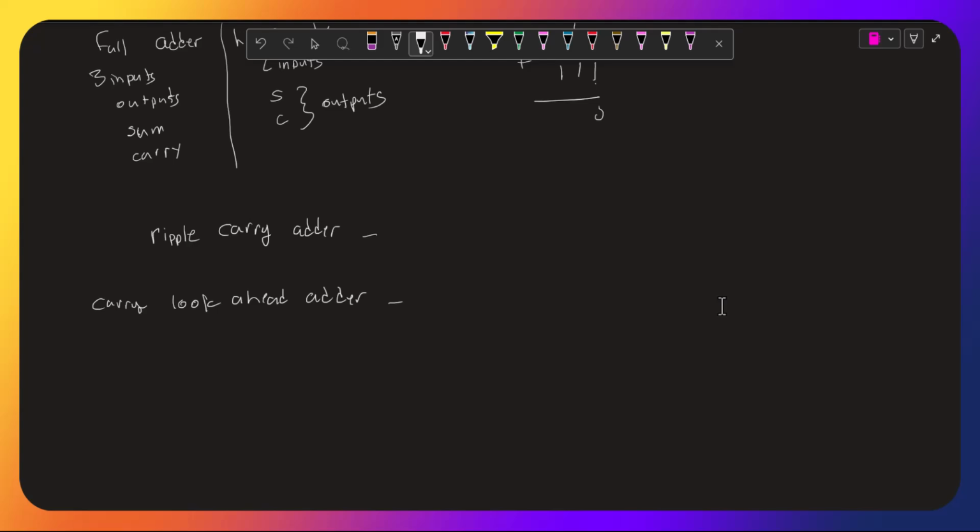So what's the difference between these? So a ripple carry is multiple full adders put together. A carry look ahead adder is a quicker version that uses more gates. Yeah. So a ripple carry adder, this one adds like we add.